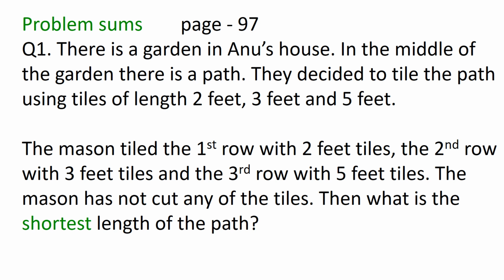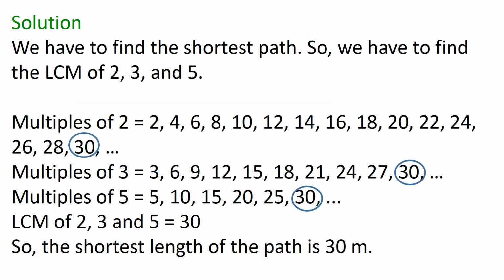The mason tiled the first row with 2 feet tiles, the second row with 3 feet tiles and the third row with 5 feet tiles. The mason has not cut any of the tiles. Then what is the shortest length of the path? Let us find the solution of this question.